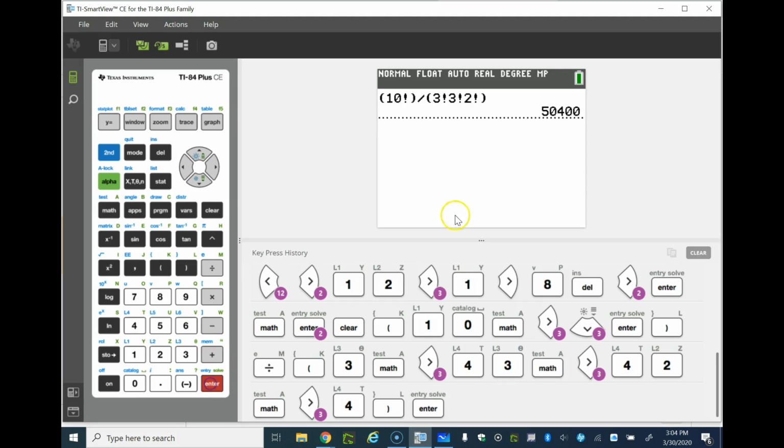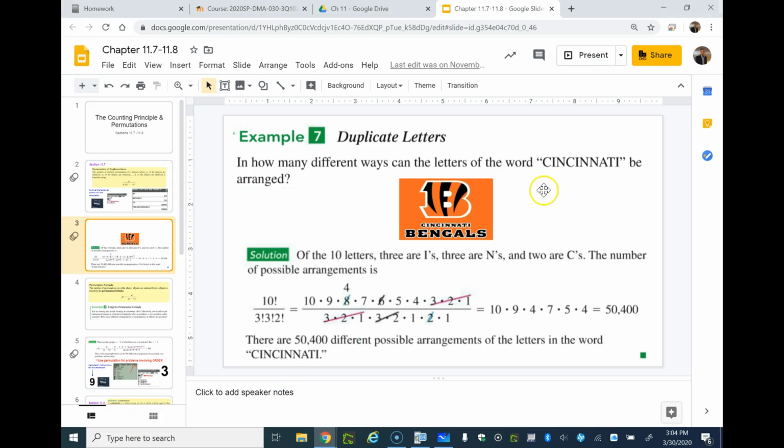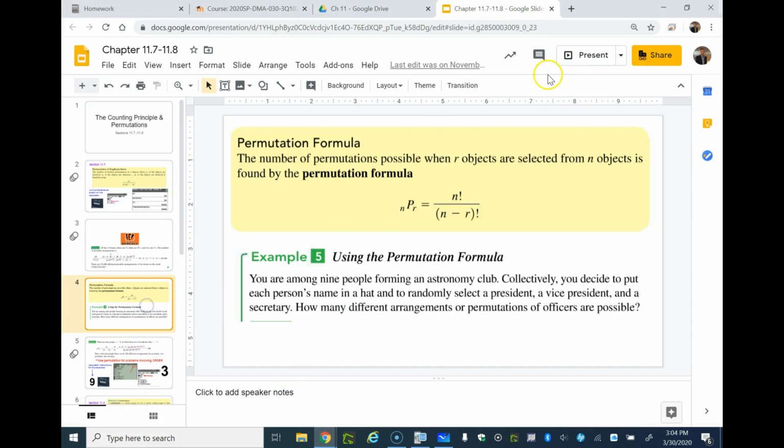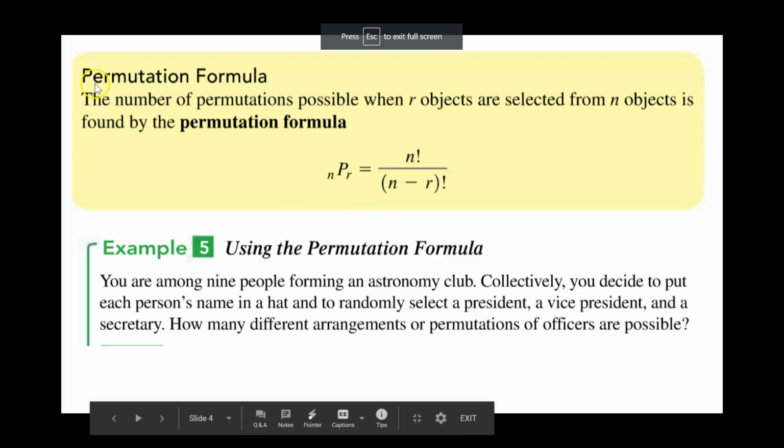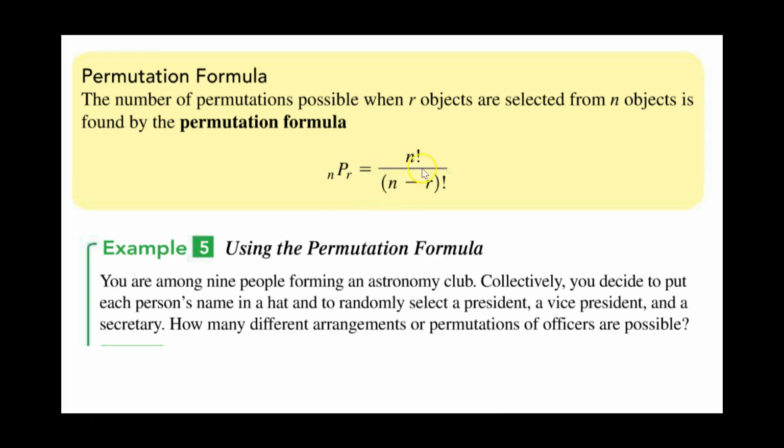Close parentheses equals, and this is how we get the same number from the slides. Let's move to the second one. So permutation formula. We're looking at the permutation formula. Here's the formula for it.